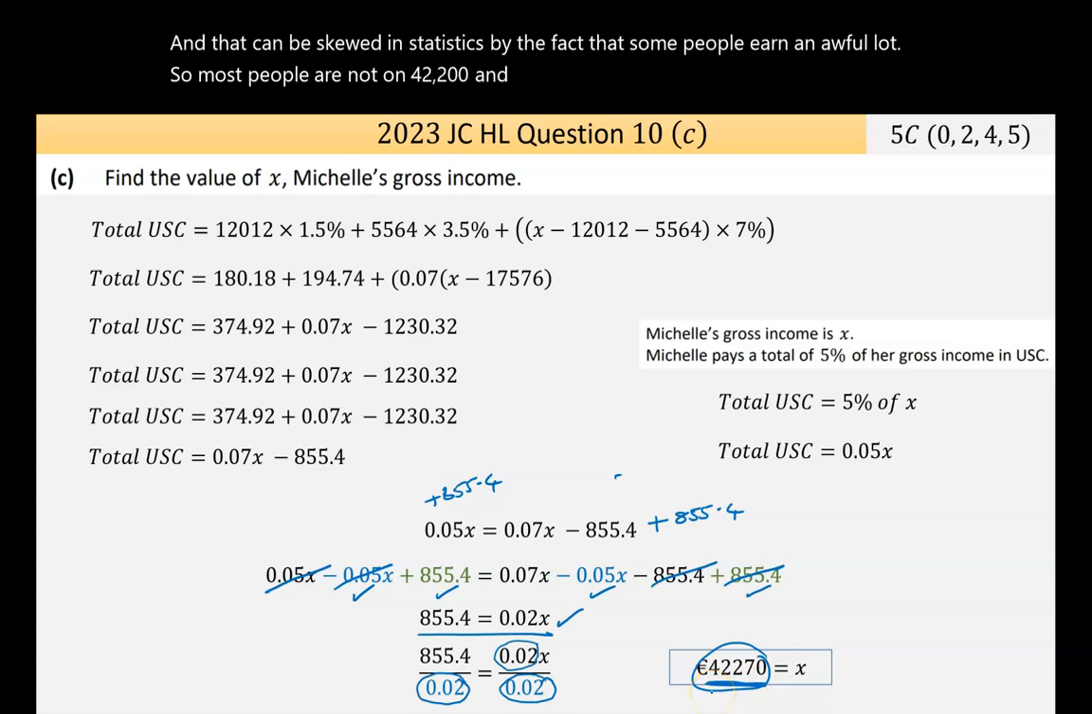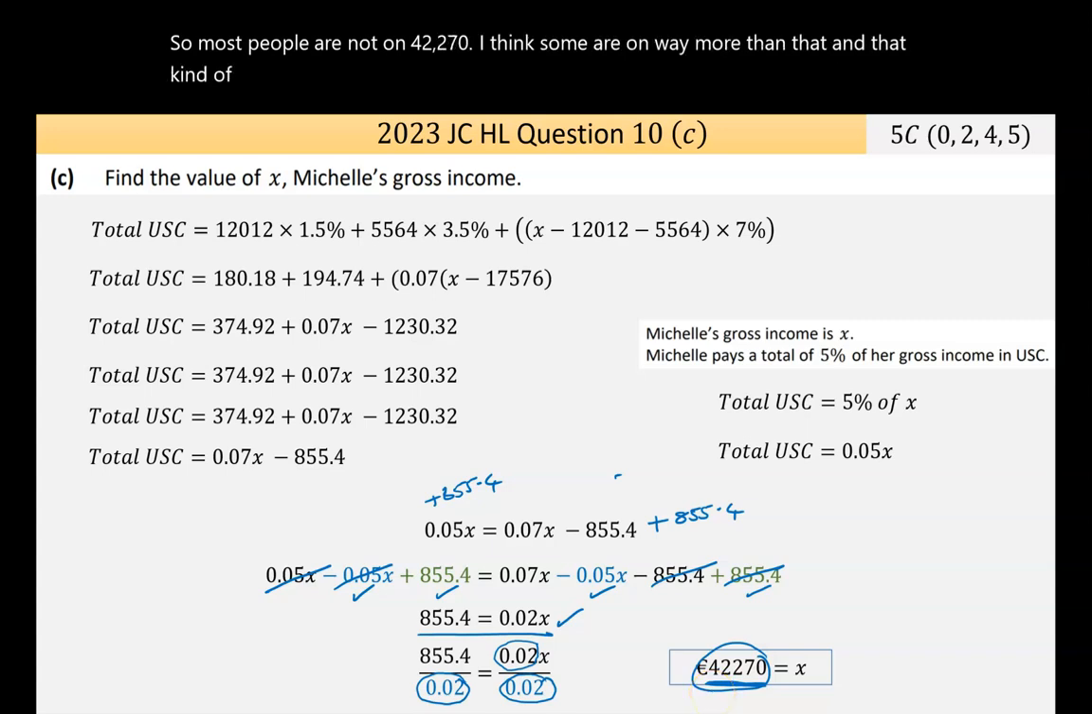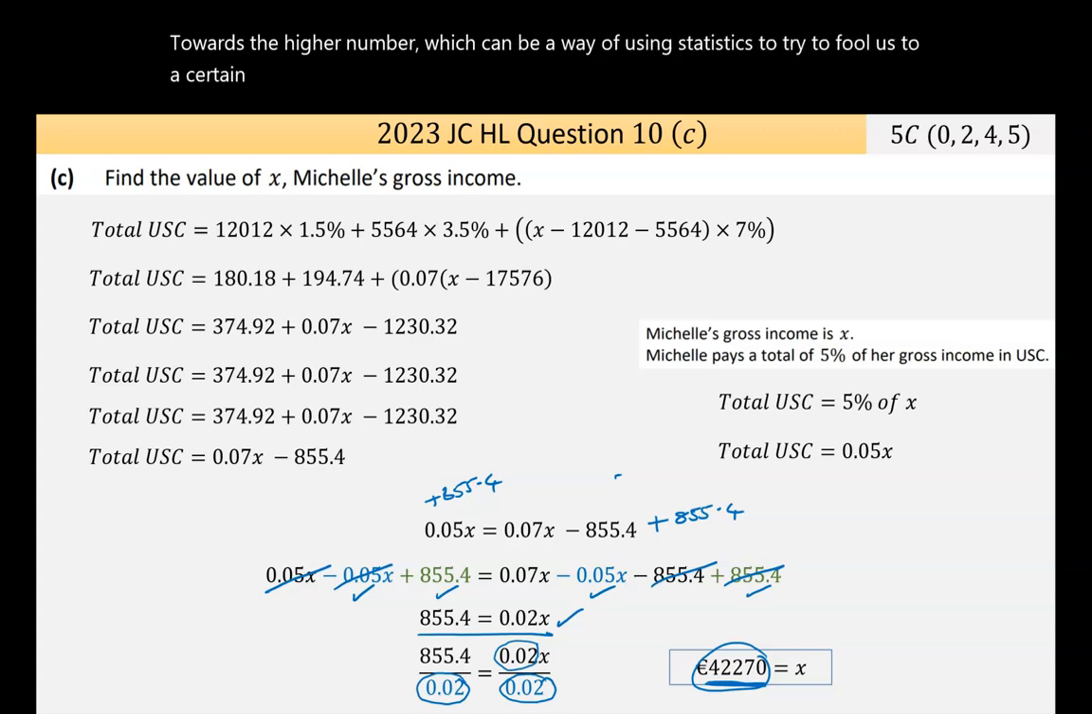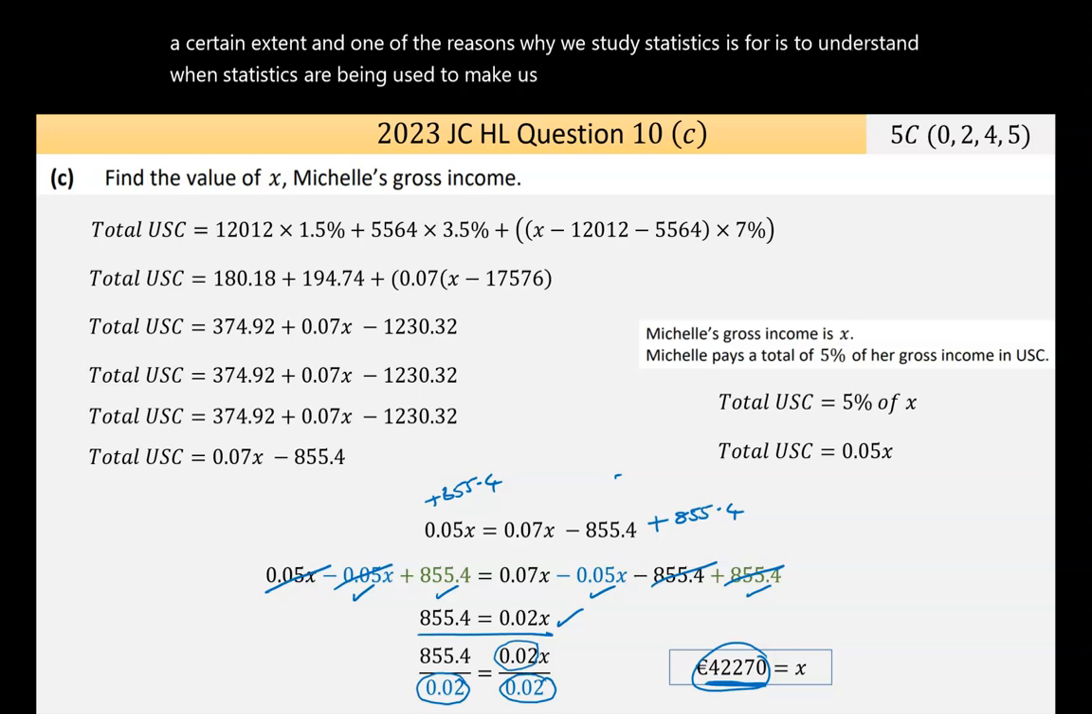Some are on way more than that, and that drags the average, or more correctly, drags the mean towards the higher number, which can be a way of using statistics to try to fool us to a certain extent. One of the reasons why we study statistics is to understand when statistics are being used to make us think things are different than how they are in reality.